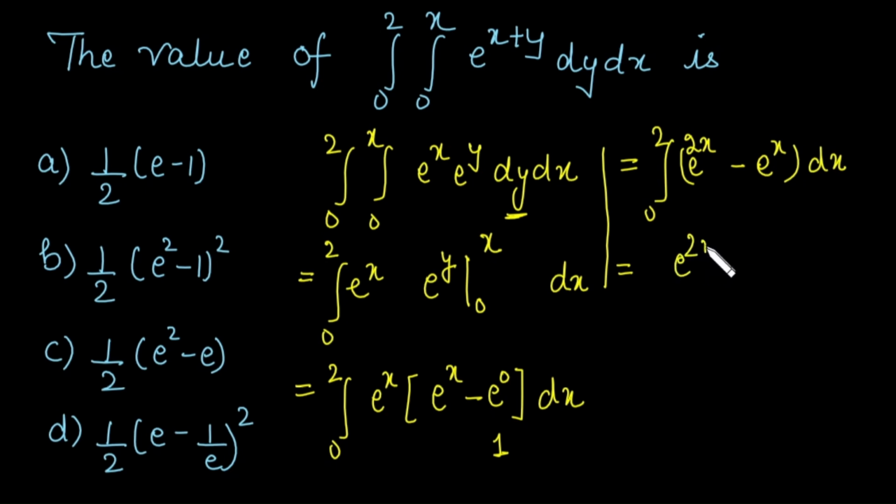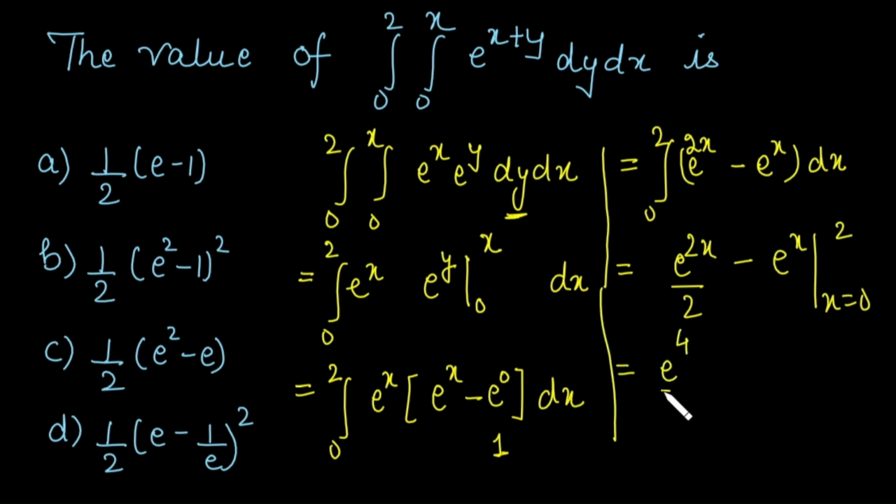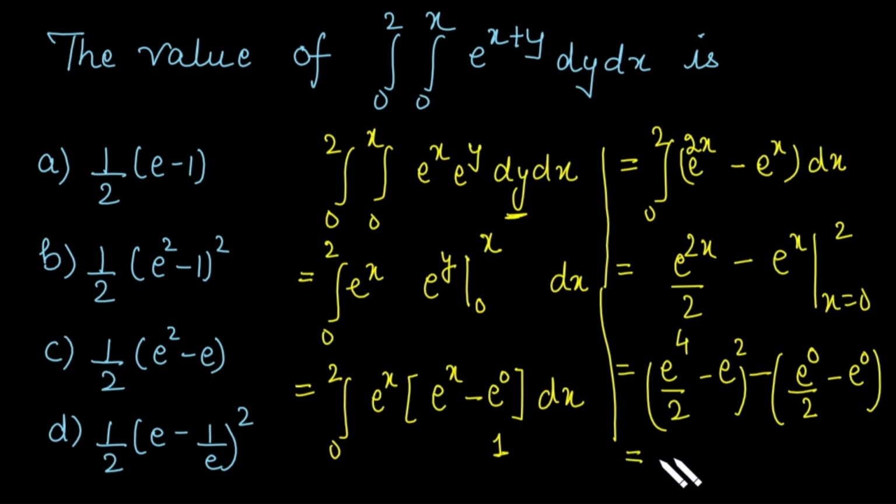This is e raised to power 2x by 2 minus e raised to power x, and the limit of x is 0 to 2. Substitute the upper limit, that is e raised to power 4 by 2 minus e square, minus lower limit e raised to power 0 is 1 by 2 minus e raised to power 0. This is equal to e raised to power 4 by 2 minus e square. This is 1 by 2 minus 1, that is minus 1 by 2.